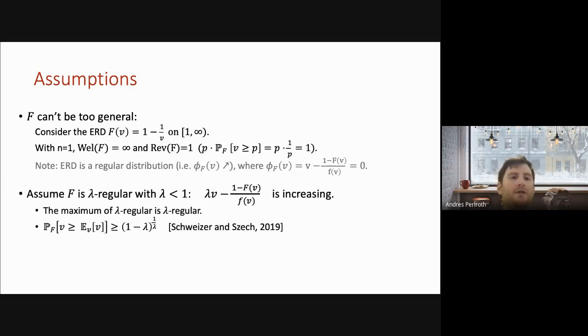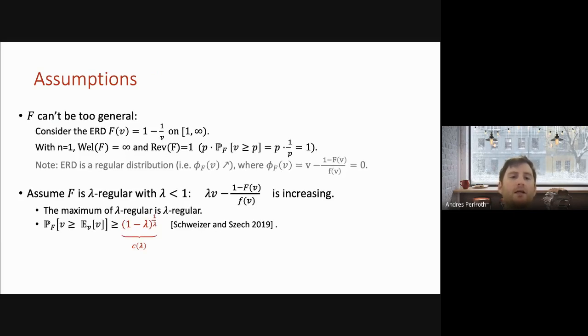And the nice properties of lambda regular is that, in the paper we show that it's closed under maximum. That is, if the distribution F is lambda regular, the maximum of n draws from F is also lambda regular. And also that the probability that the value exceeds its expected value is a constant factor that depends on lambda. And this term, 1 minus lambda over 1 over lambda, is going to appear in our analysis quite often. So we summarize it by C lambda.